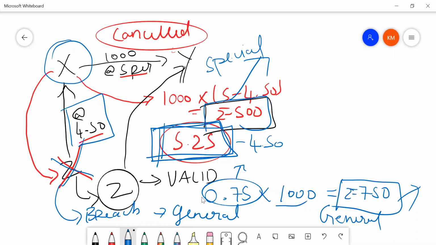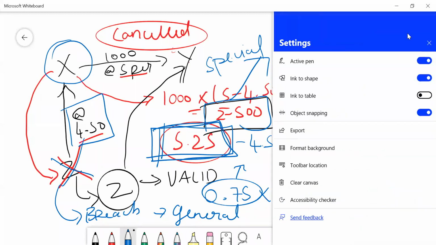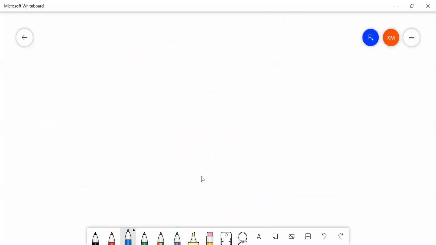Understood, guys? Any doubts? Okay, I'll repeat the first point. Some of them have doubts in the first point. Let me repeat it again, then I'll take up the doubts.